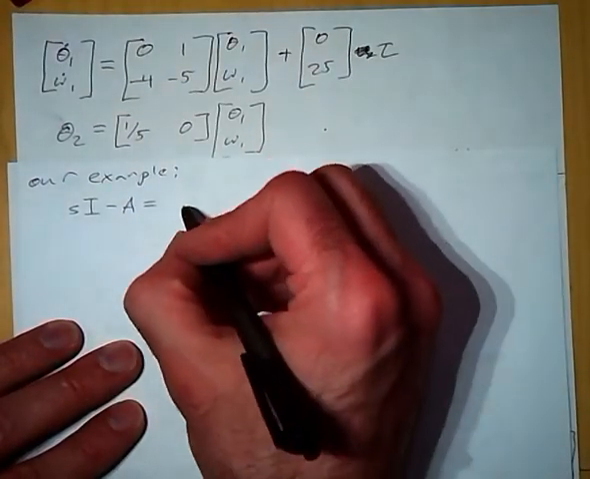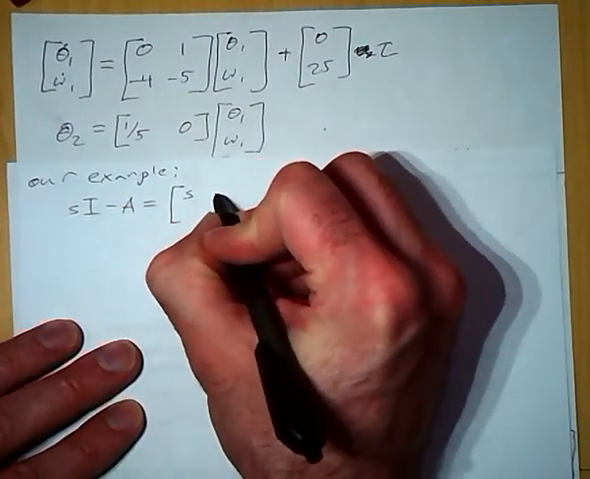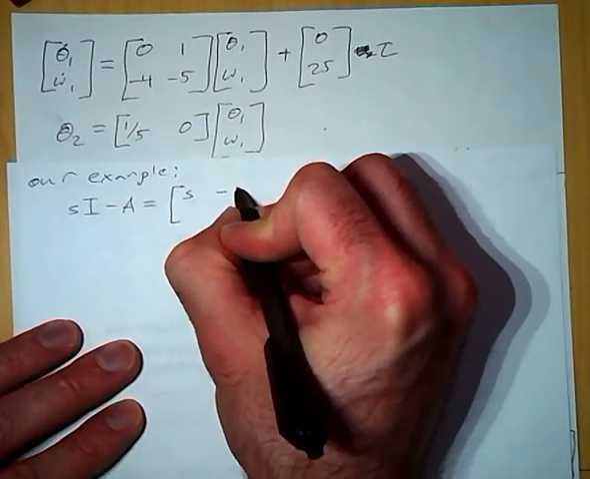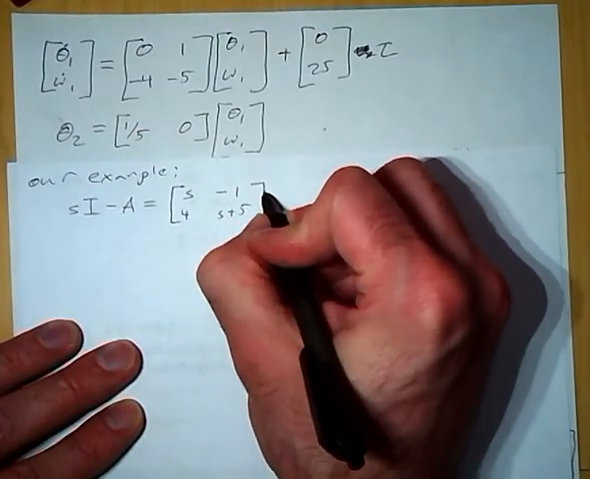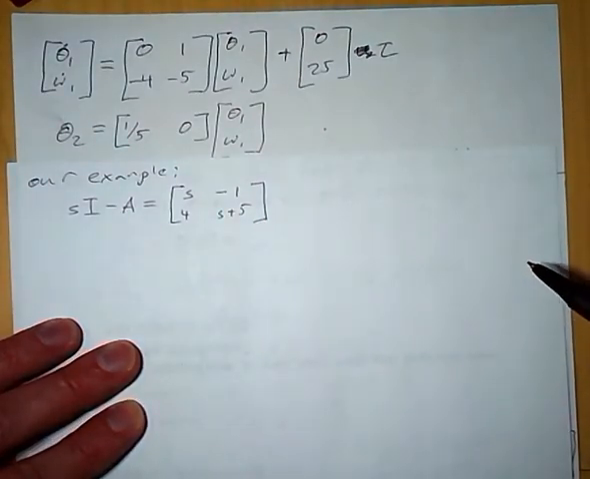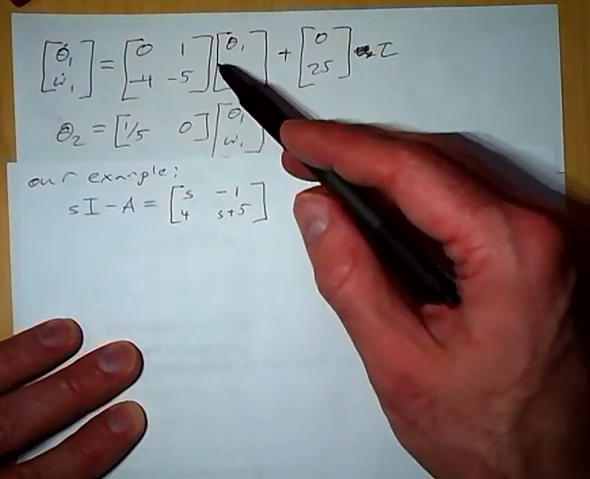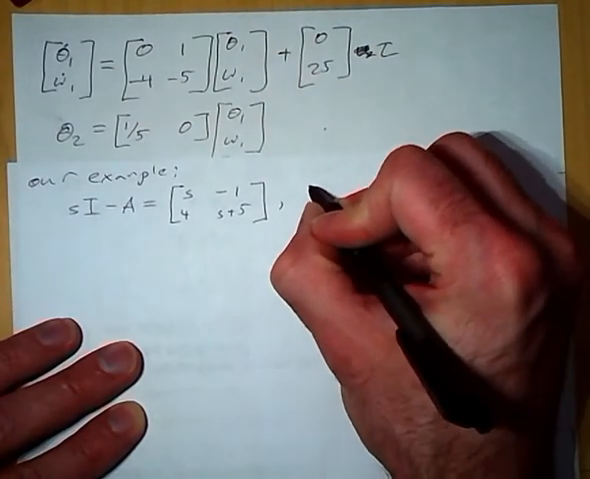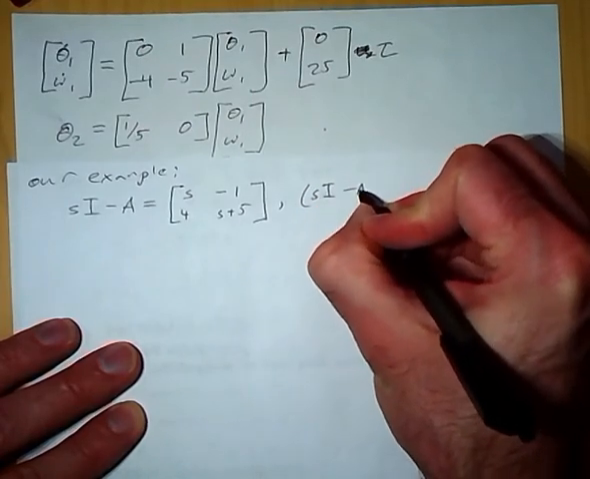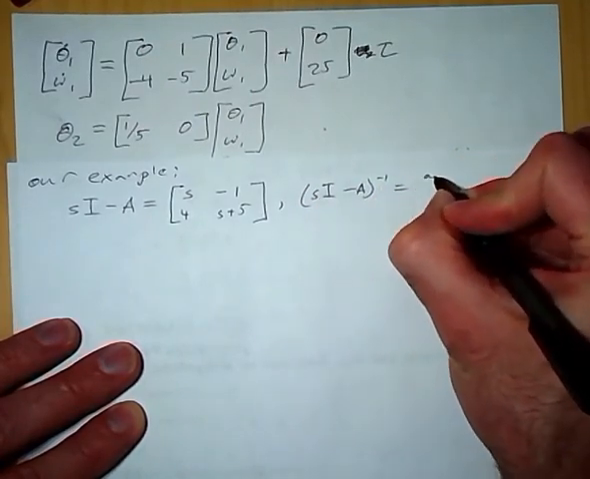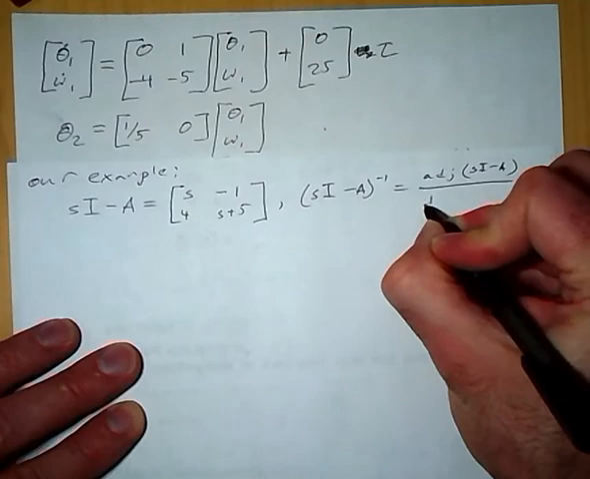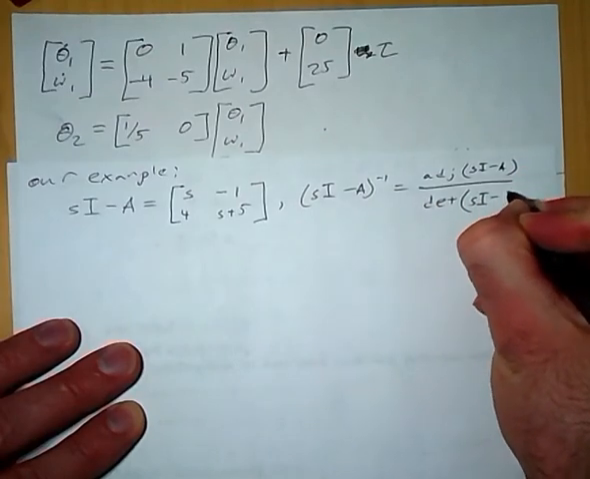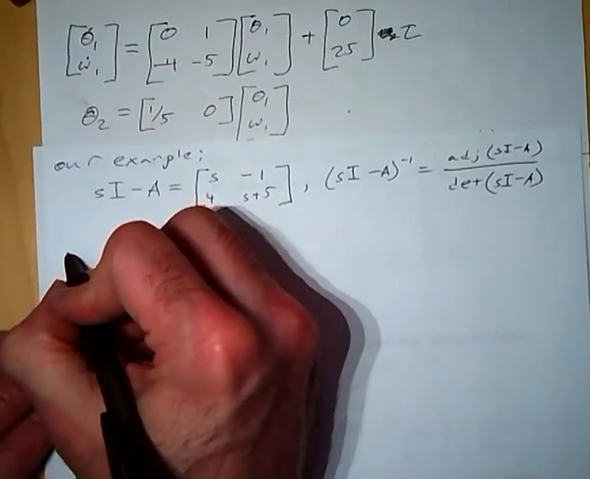So SI minus A is equal to S, minus 1, 4, s plus 5. Okay, so that's using values that we had here. And this matrix inverse is the adjoint of the matrix divided by the determinant of the matrix. And I'll go ahead and compute that.